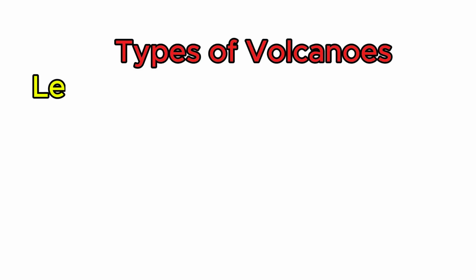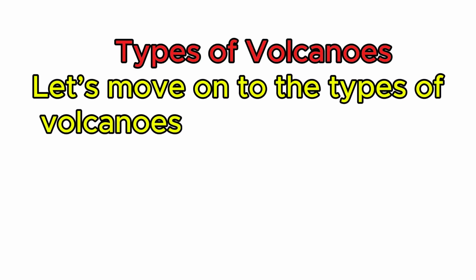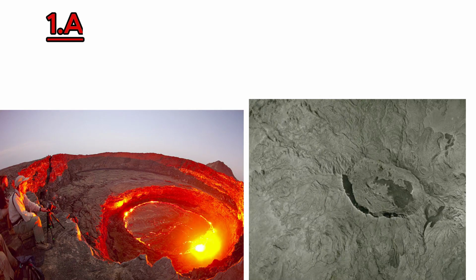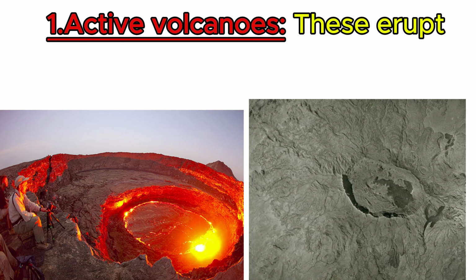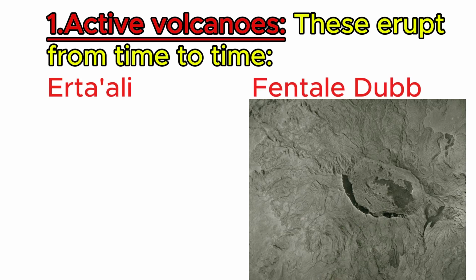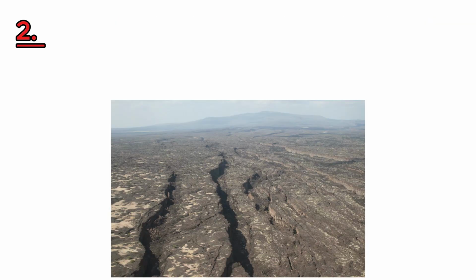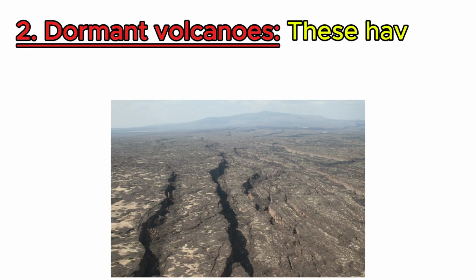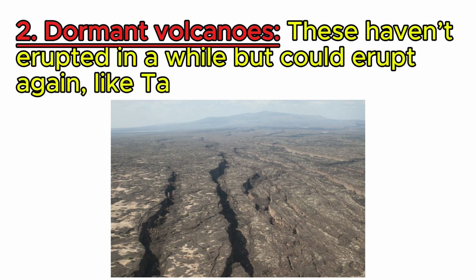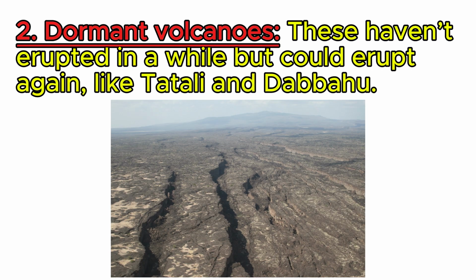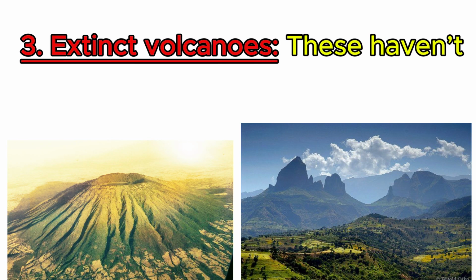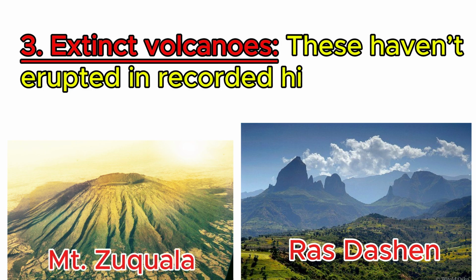Types of volcanoes. Let's move on to the types of volcanoes. There are three main categories. First, active volcanoes. These erupt from time to time, like Ertale and Fentale Dubi. Second, dormant volcanoes. These haven't erupted in a while, but could erupt again, like Tatali and Dabahu. Third, extinct volcanoes. These haven't erupted in recorded history, like Mount Zukwala and Ras Dashin.